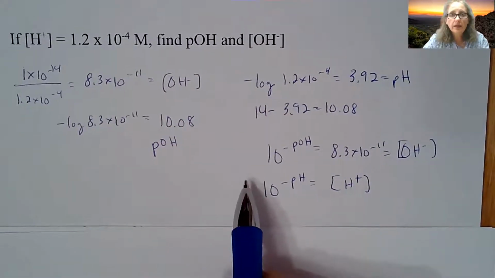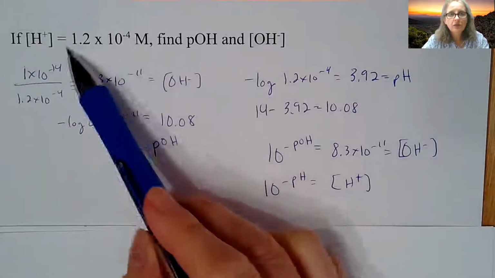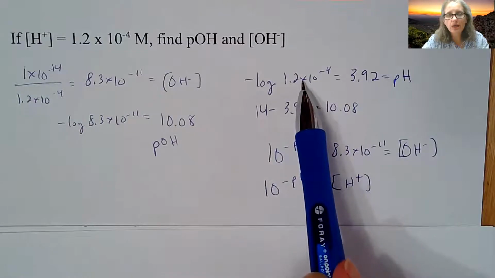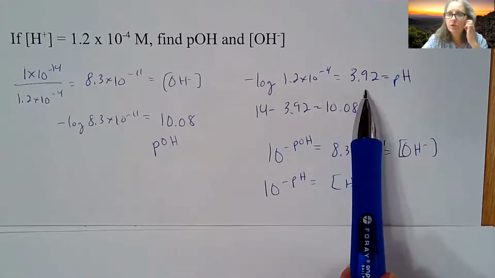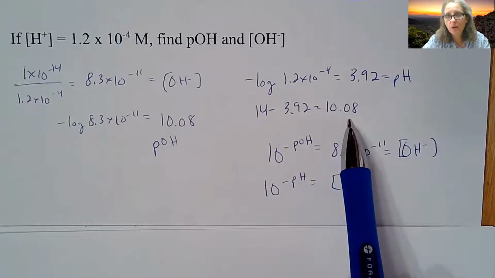The other way you can do these problems, and again, it's a personal preference, I could take the negative log of this number to find the pH. So if I take the negative log of 1.2 times 10 to the negative fourth, I get 3.92. If I subtract that from 14, I get my pOH here as well.